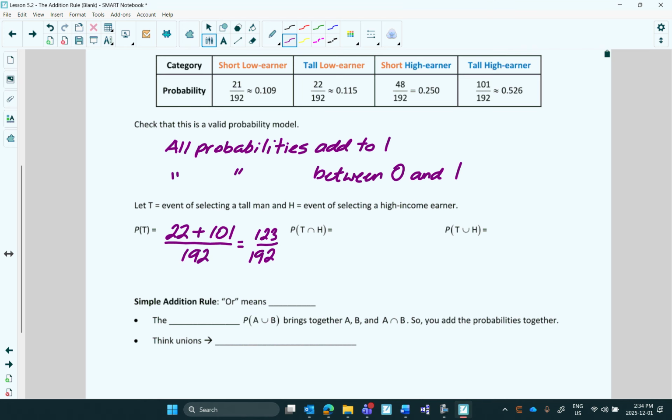Now remember what this symbol means, and. What's the probability that you get a tall person and a high earner? Yeah, just this one. There are no cells to add.